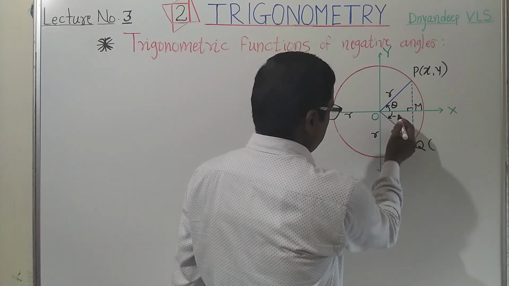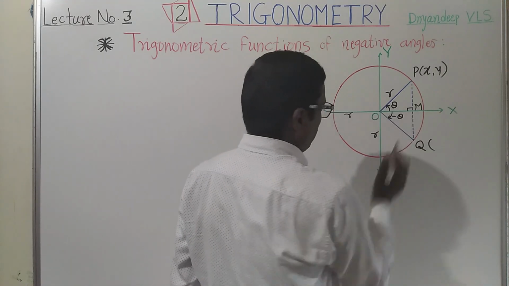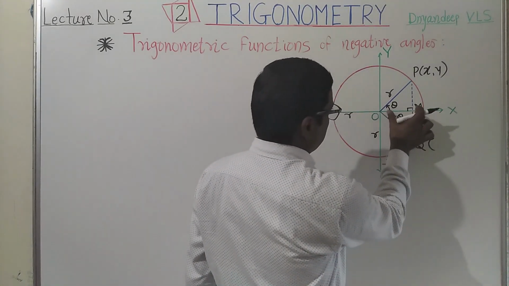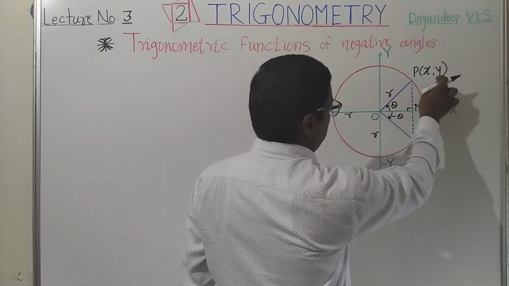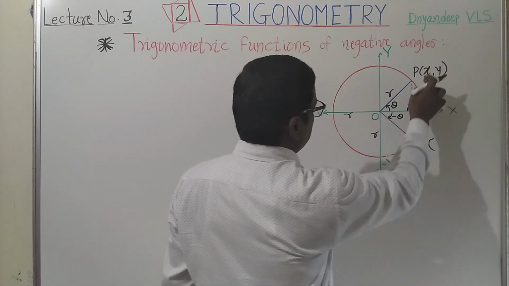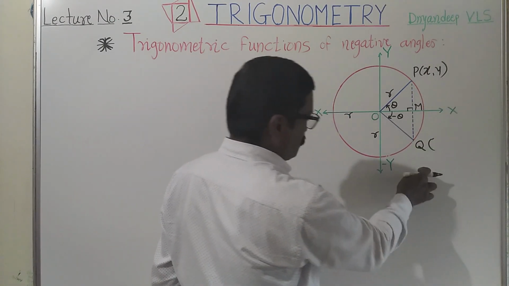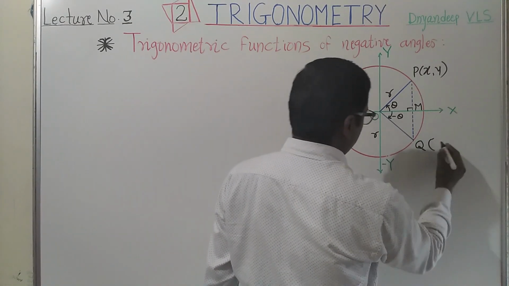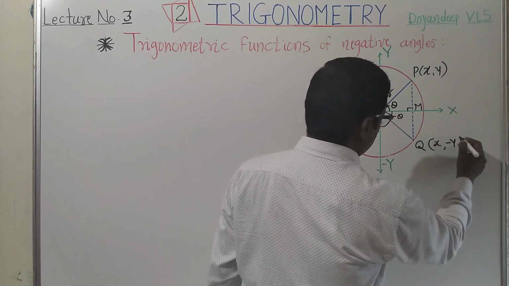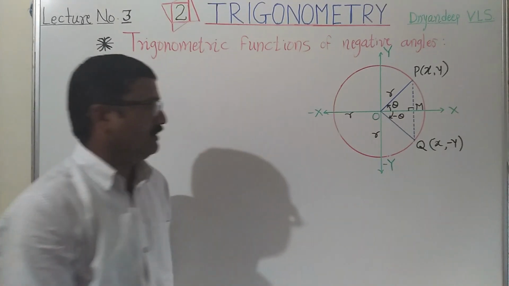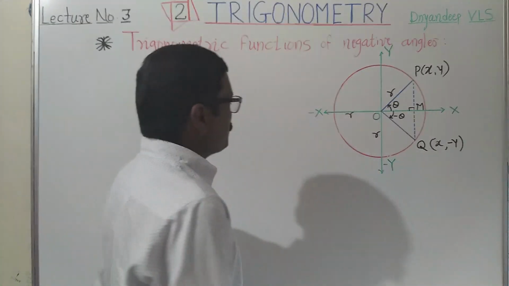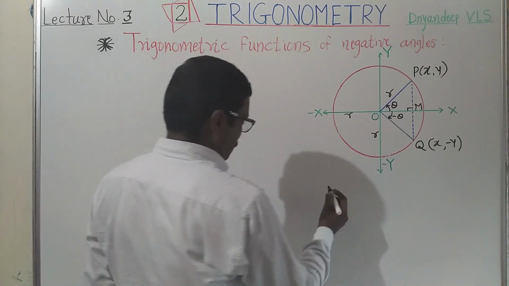so its measure is minus theta. Therefore the coordinates of point Q will be, obviously the x coordinate is the same, because in the first quadrant and fourth quadrant x is positive, and here y is positive, and in the fourth quadrant y is negative. So therefore the coordinates will be x and minus y. Is it okay? Is it clear? Let us write the information whatever we have done up to this.